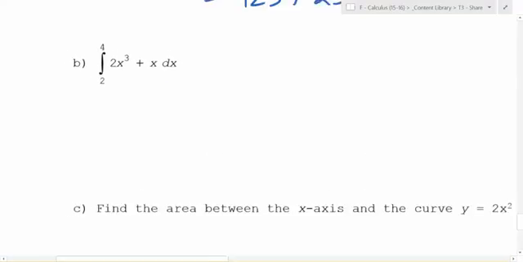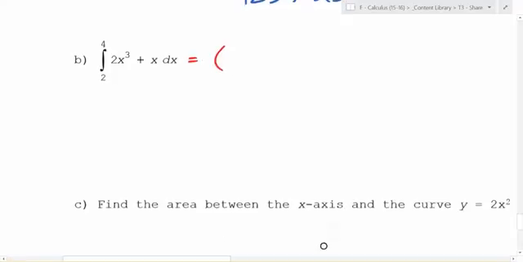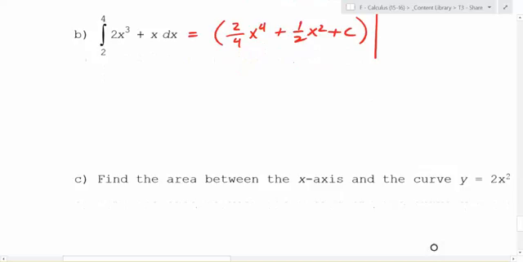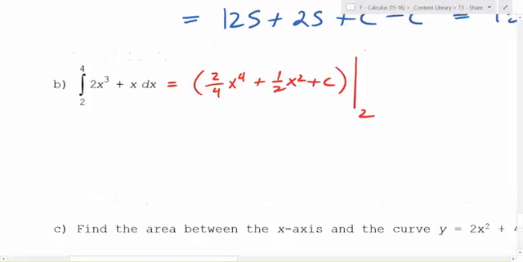So try this one for me. Do b for me right now. Integral you need to work with on this one. 1/2 x to the 4th. Yeah, so you had 2 over 4 x to the 4th, right? Plus 1 over 2x. Yeah, plus c. From what to what? 2. Yeah, exactly. And now you just have to be careful about plugging those numbers in. How many people are in the process of doing that right now?